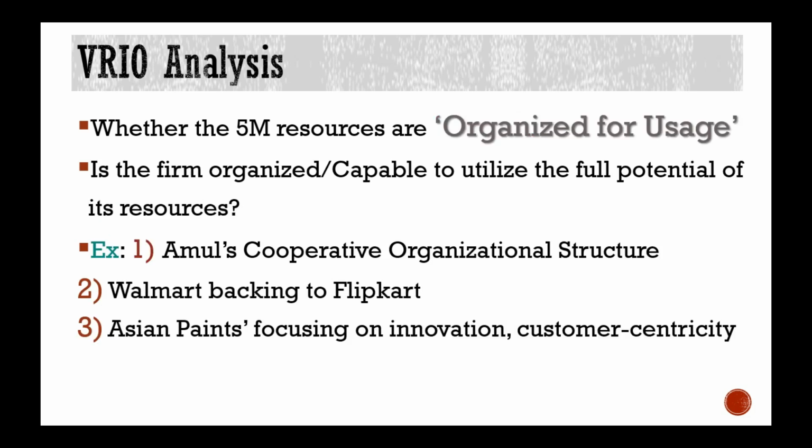The VRIO analysis tool will analyze whether the resources are organized for better usage, to utilize them to their fullest capacity. The organizational resources must be effectively utilized so that they can remain with the organization for a longer period. Here we can take the example of Amul, whose cooperative structure allows it to operate efficiently while serving both ends of the supply chain, that is, farmers and consumers.